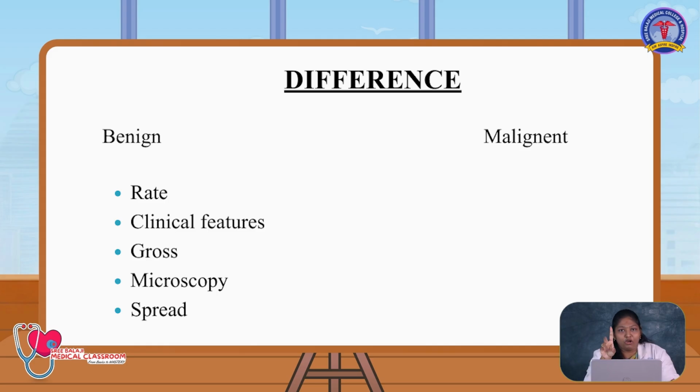So first we'll talk about rate. Rate means, again you split it into rate of benign and malignant. When you take any tumor which is benign, it is definitely a small tumor. It will take its own time, which will be slow growing for a long time.